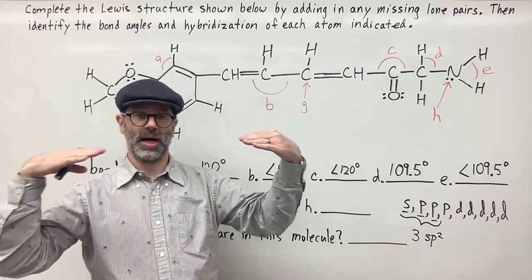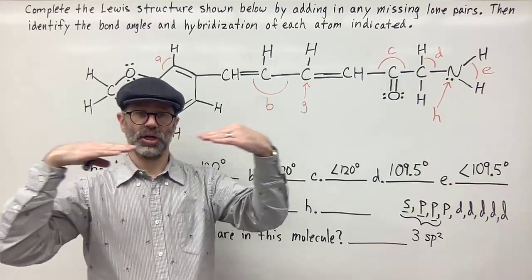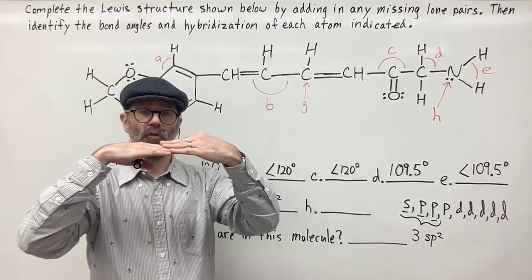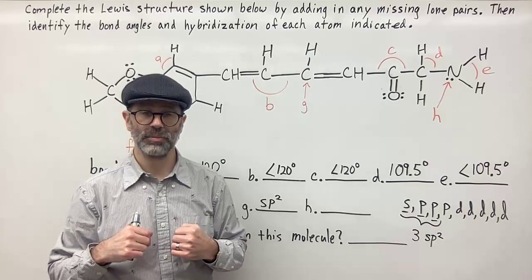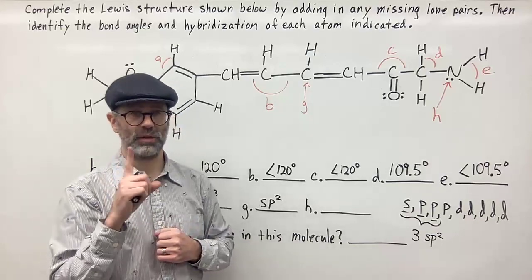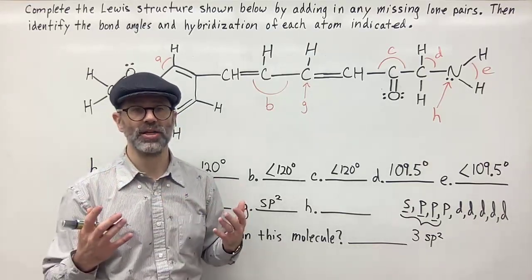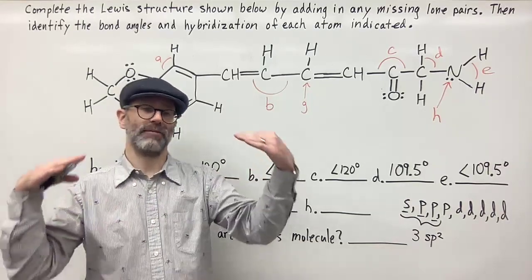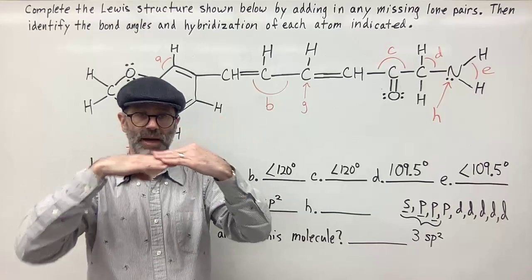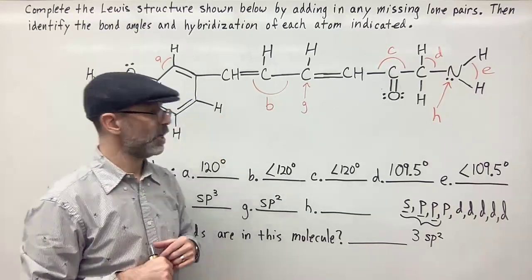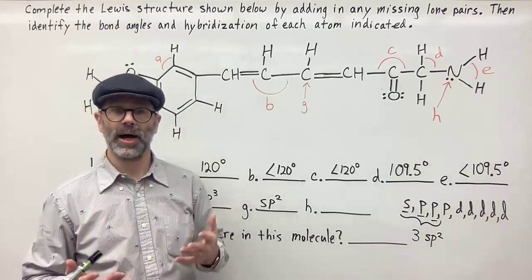So the sigma bond overlaps are going to be due to orbitals overlapping along the axis between the 2 atoms. And you can only have one of those. You can't have more than one sigma bond because you can only have an overlap of orbitals one time between those atoms. Anything else is going to be pi bonds.